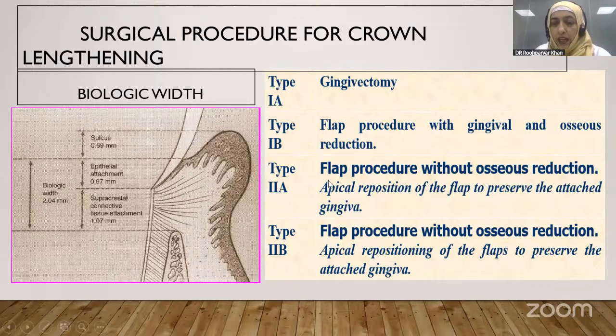In type 2A, again, a flap procedure without osseous surgery is considered because the distance between the gingival margin and the alveolar crest is less here. Whereas in type 2B, a flap procedure, that is an apically repositioned flap without osseous surgery, is considered, because the distance between the gingival margin and the alveolar crest is less in type 2B. Whereas in type 2A, the distance between the gingival margin and the crest of the alveolar bone is increased. So a flap procedure with or without osseous surgery is considered.